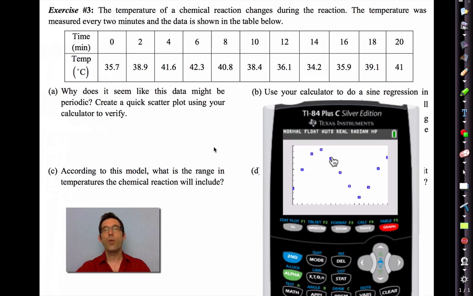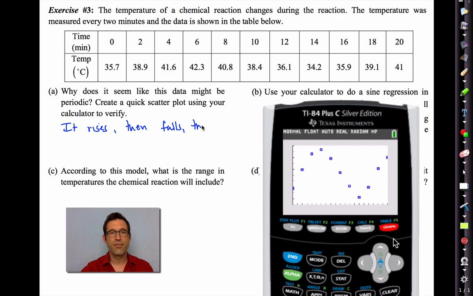All right, and what you can see based on that graph is that it seems like it's periodic because it rises, then falls, then rises, then falls, etc.